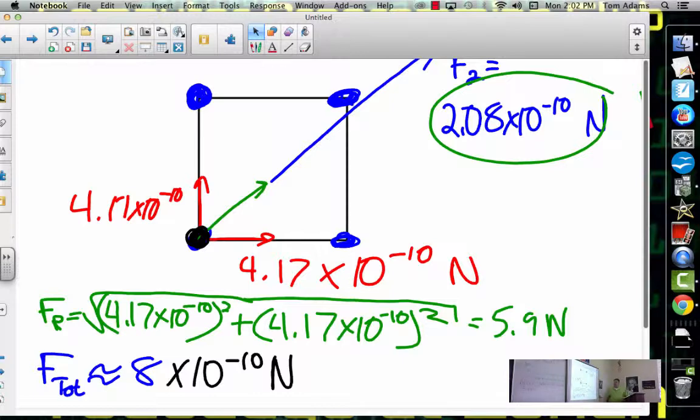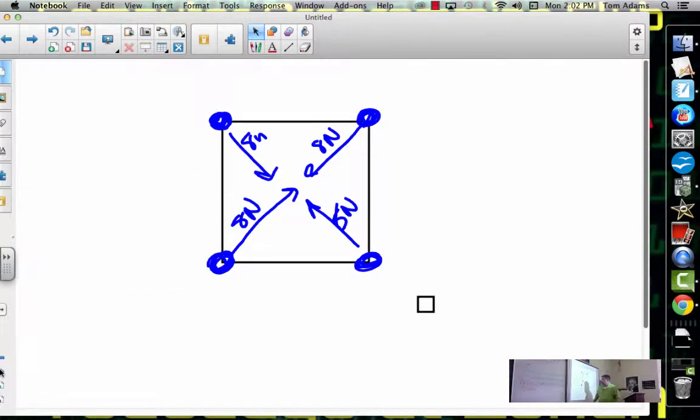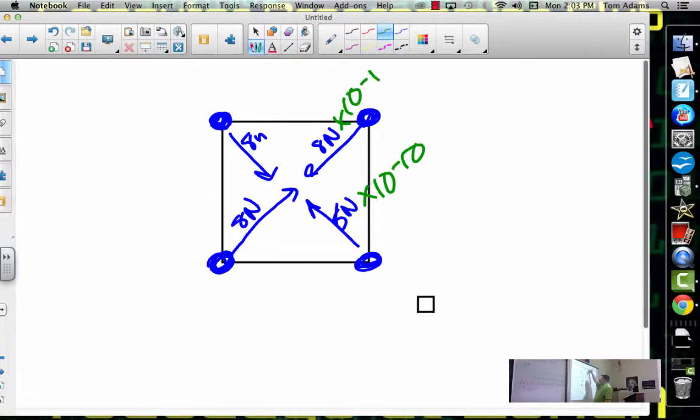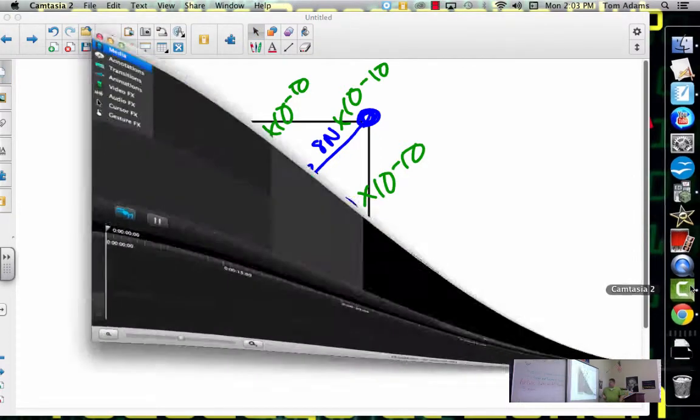Okay? And I suppose we should probably clarify that on the notes over here too, right? All of these are times 10 to the negative 10, times 10 to the negative 10, times 10 to the negative 10, times 10 to the negative 10. It seems like a small number. Any other questions? No? Okay, good.